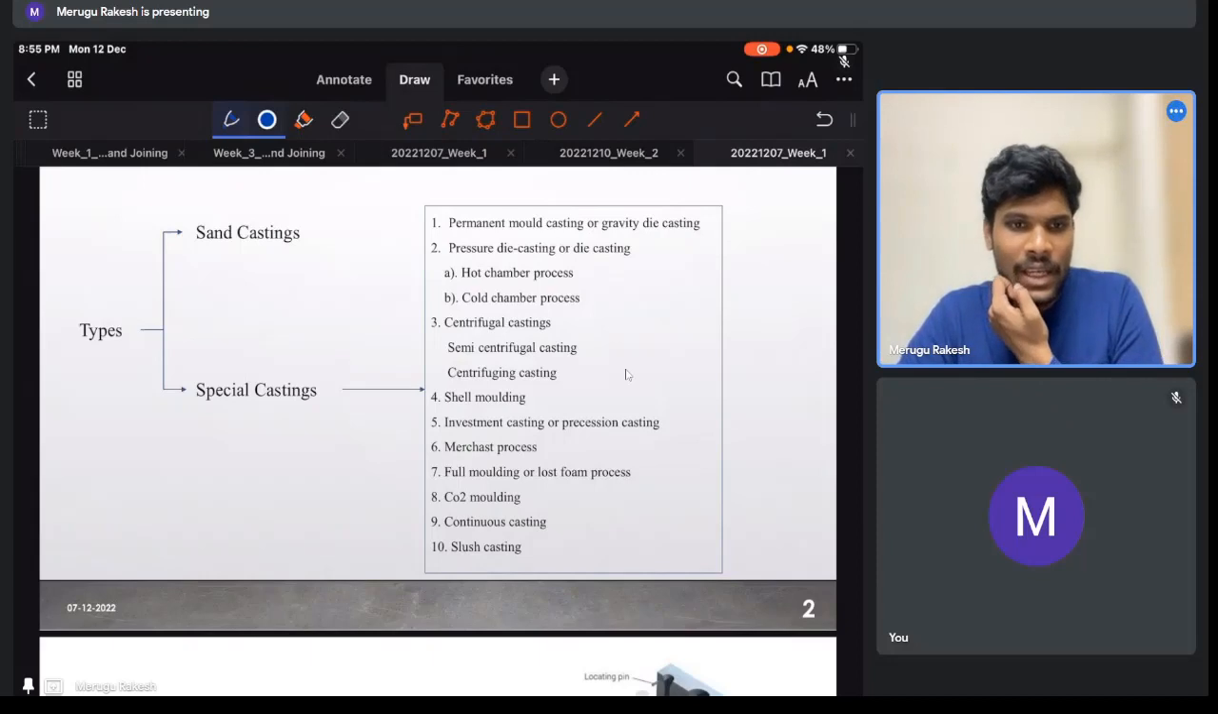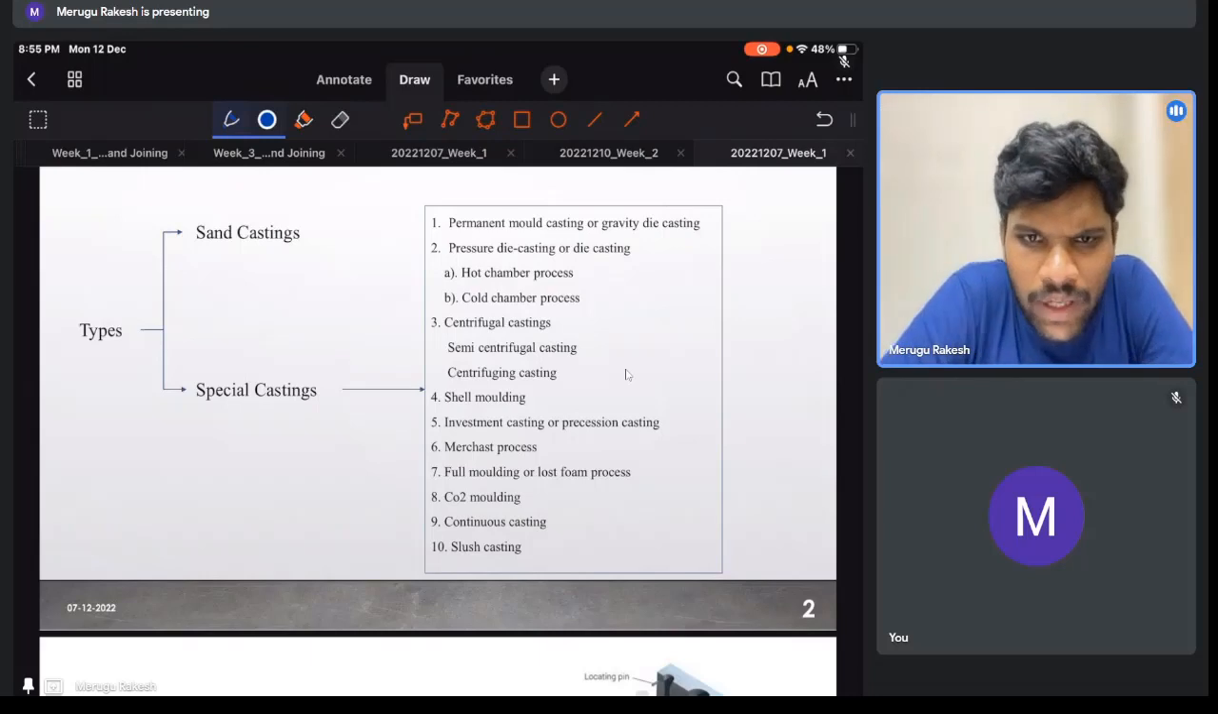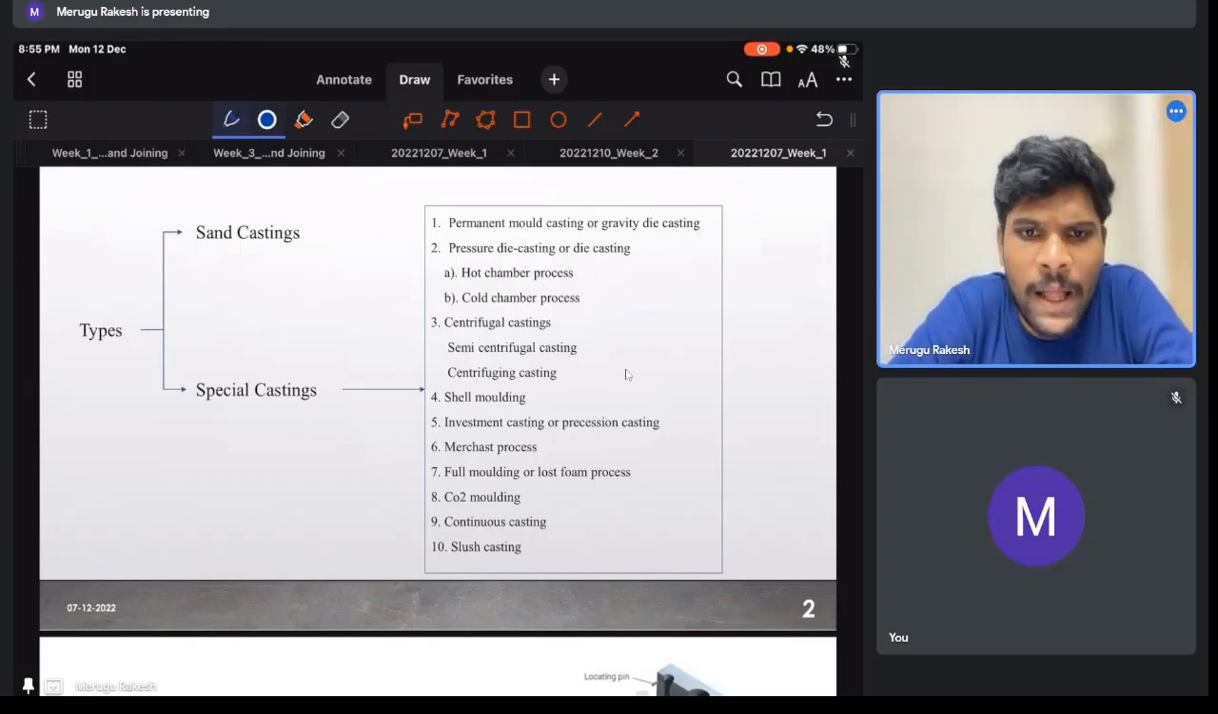Now let us discuss different types of special castings. As you can see, I have listed a number of special castings. One is the permanent mold casting, or gravity die casting, pressure die casting, centrifugal casting, shell molding, investment casting, or precision casting, full mold process, or lost foam process, CO2 molding, continuous casting, or just stress casting. Let us discuss them one by one.